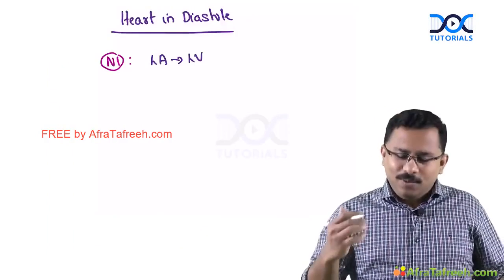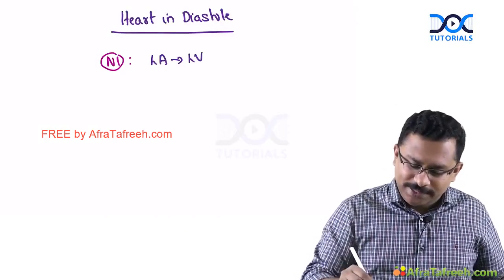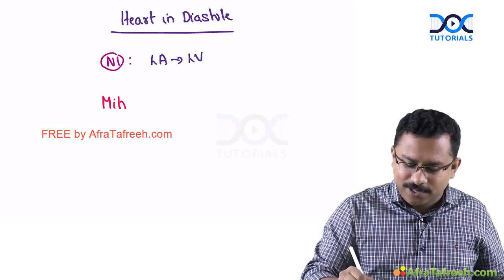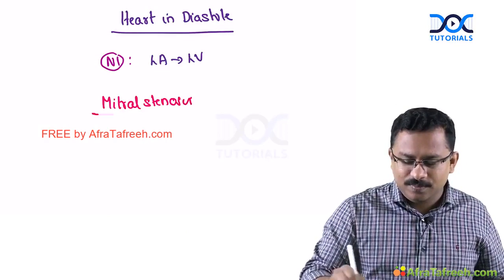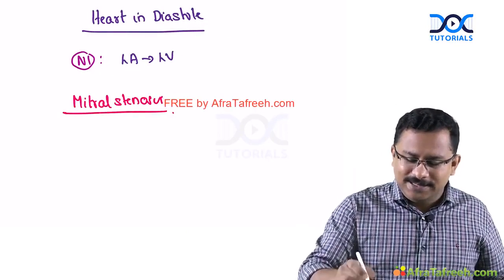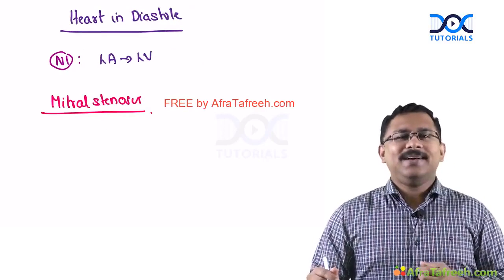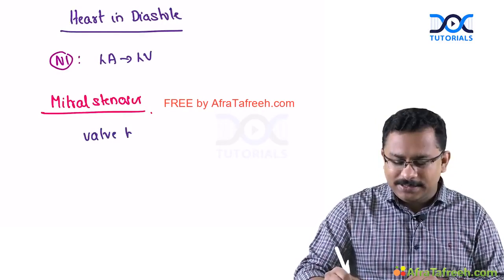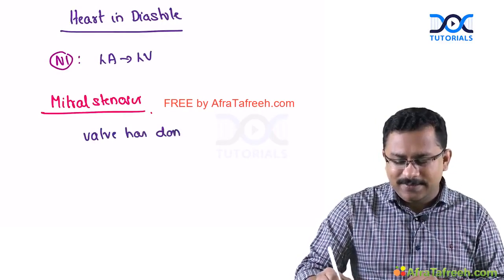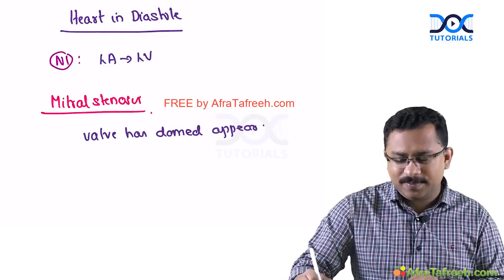But what happens in patients with mitral stenosis? That is what we are interested in. What happens during mitral stenosis? In mitral stenosis, there is an abnormality. The valve has a characteristic domed appearance.